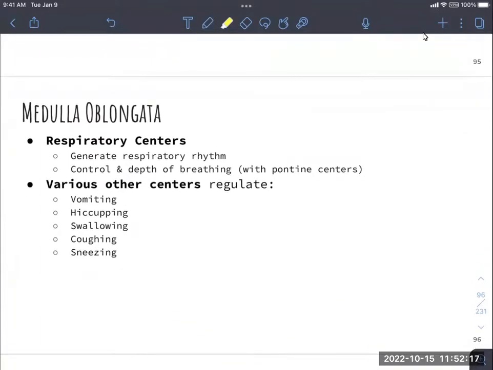Respiratory centers. How often and how deep you breathe. The rhythm of your breathing. Vomiting, hiccuping, swallowing, coughing, sneezing. That's all done in that medulla oblongata as well. So it does a lot of stuff.